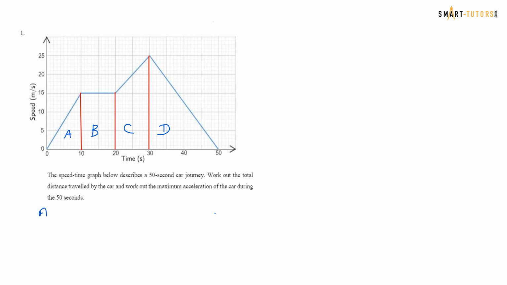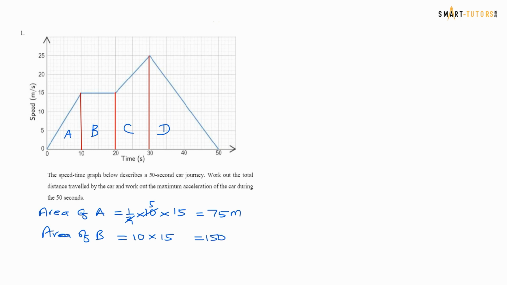So area of A equals half times base, which is 10, times height, which is 15, which is going to be 75 meters. So area of B, from 10 to 20 is 10, times 15 is 150 meters.